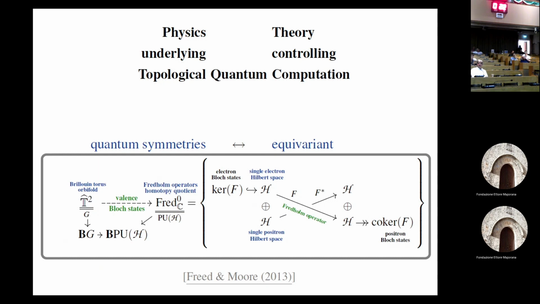So if you know some stacky language, that's the immediate formulation or implementation of quantum symmetries into this picture of valence states of electrons and positrons. So this says that crystalline topological phases that are symmetry protected, as the solid state physicists would say, are supposed to be classified by the equivariant K-theory of the Brillouin torus. That was the state of the art around 2013.